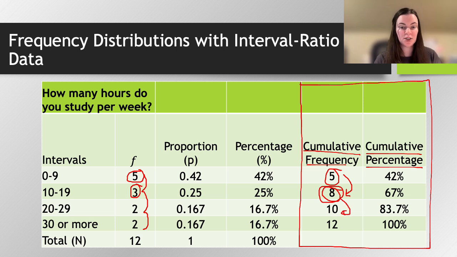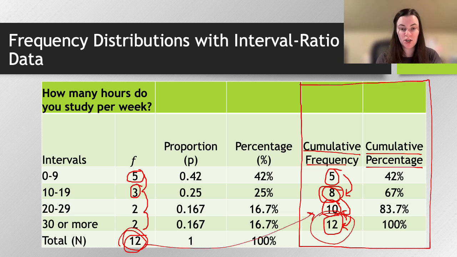In this case, my next row had 2, so I do 8 plus 2 to get 10. And lastly, I had 2 students who said they study 30 hours or more a week. And so that gives us a cumulative total of 12. And so your cumulative frequency should always mirror your column total from your frequency here. So that's a good way to check yourself.